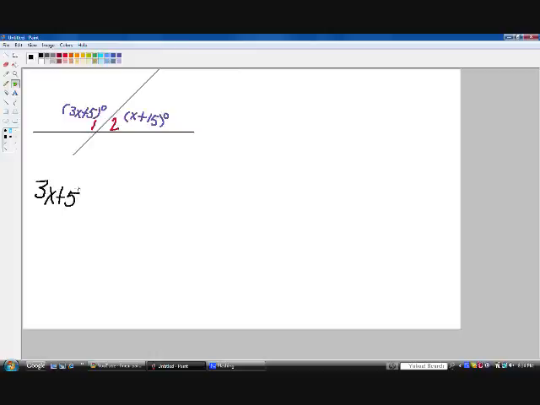plus 5, and I'm going to add that to angle 2, so plus angle 2, which is x, plus 15. They are a linear pair, so they should equal 180 degrees. Well, we just solve equations like we normally do. So we're going to group like terms, 3x and x, 5 and 15. 3x and x gives us 4x, and 5 and 15 gives us 20, which equals 180 degrees.